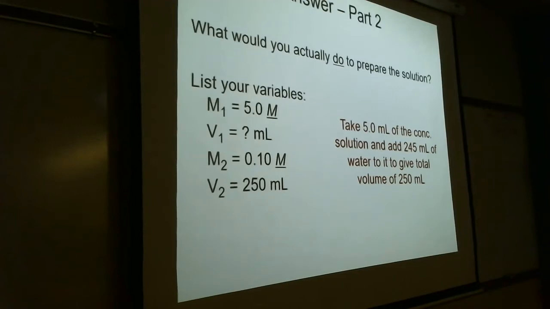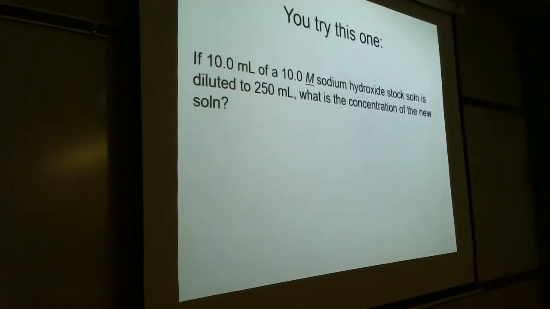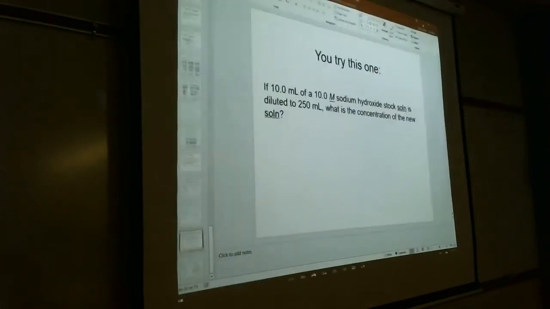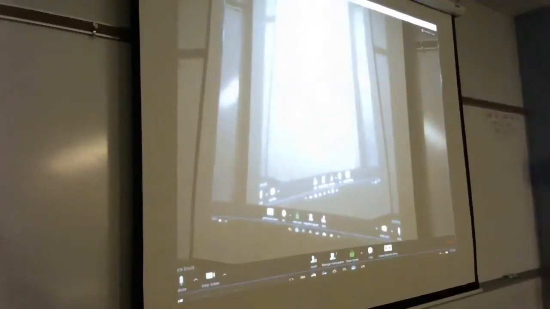Got one for you to do, and then that'll be where we stop. So, last problem. Plug through, you can do it. If 10 milliliters of a 10 molar sodium hydroxide stock solution is diluted to 250 mils, what is the concentration of the new solution? SOLN is just shorthand for solution. I'll let you work that one.